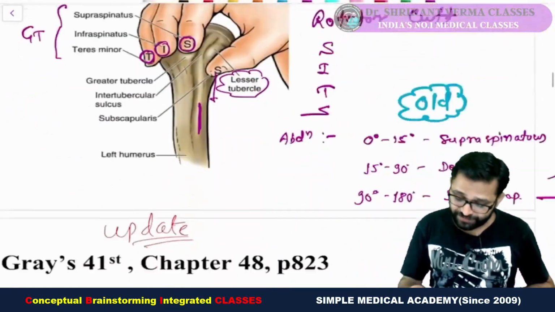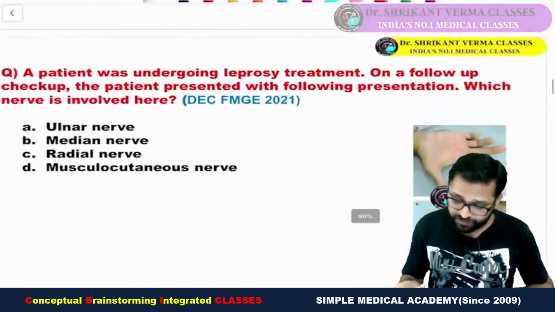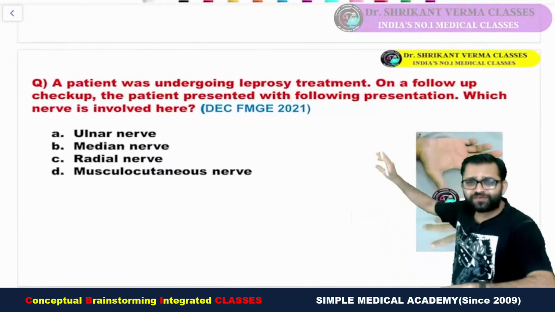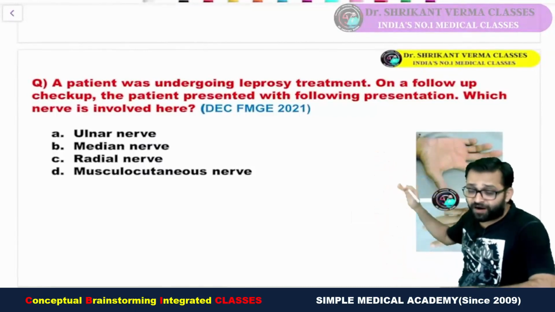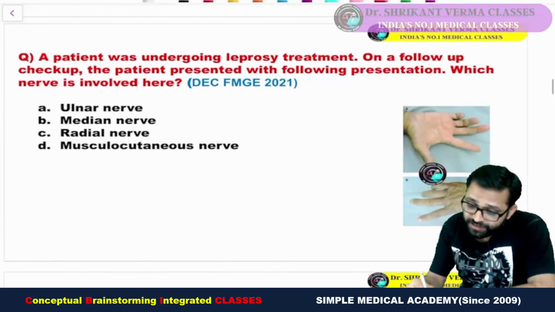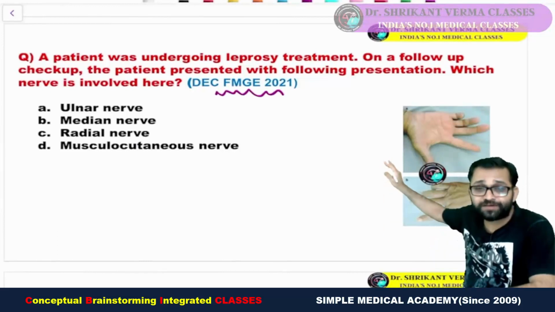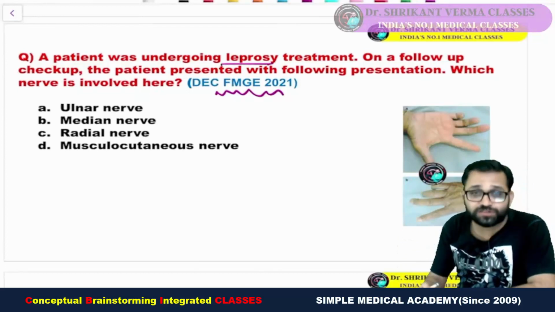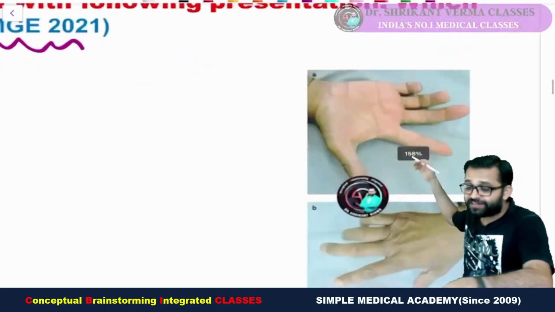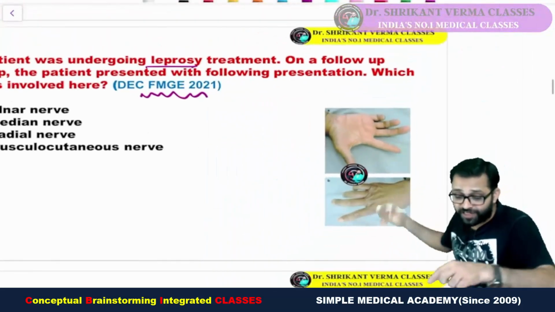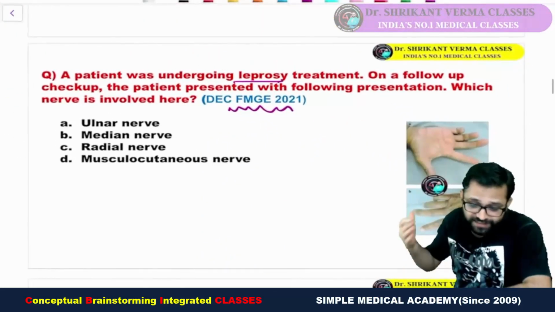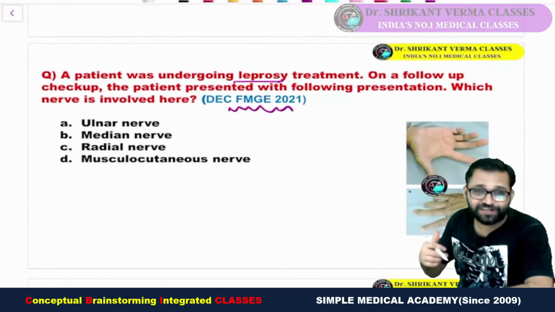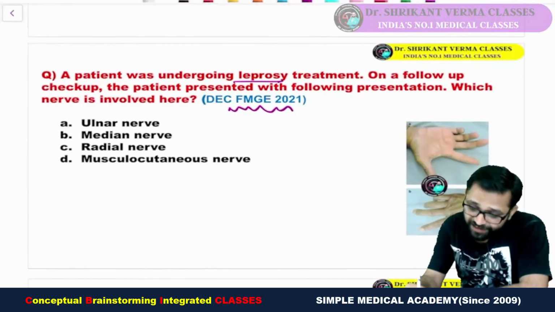Now see here, we are going to look at the next. We had already discussed that the upper limb part is important because in FMG 2021 a question had been asked about the nerve. Leprosy treatment was running. Which nerve is involved? And in the image there was an ulnar claw hand. So tell me your answer. Yes, Christina is correct here. Christina is giving the answer ulnar nerve.